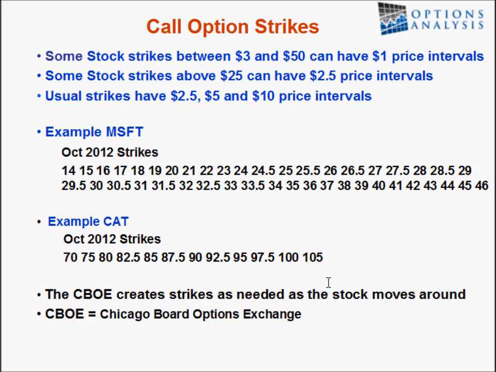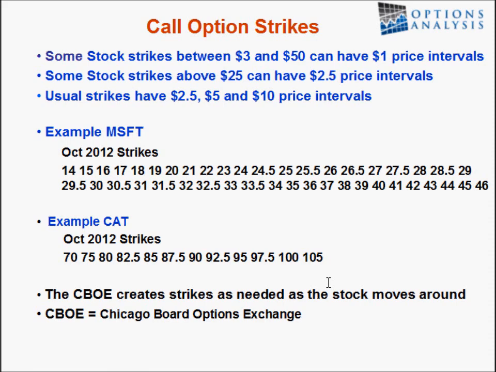Some stock strikes in and around 25 can have a 2.5 price interval. We see Microsoft had 24, 24.5, 25, 25.5 strikes. So some strikes can be as close as 0.5 difference from each other. And 0.5 happens to be the smallest increment in strikes that any stock can have at the moment.